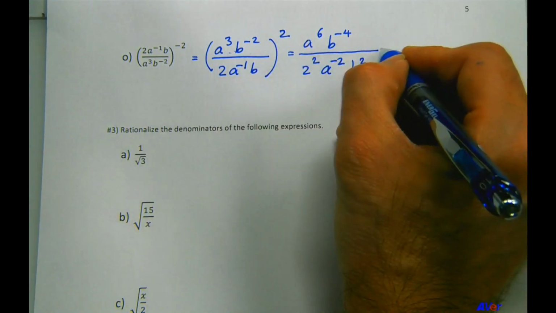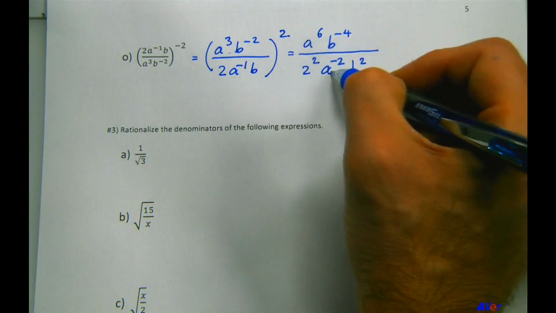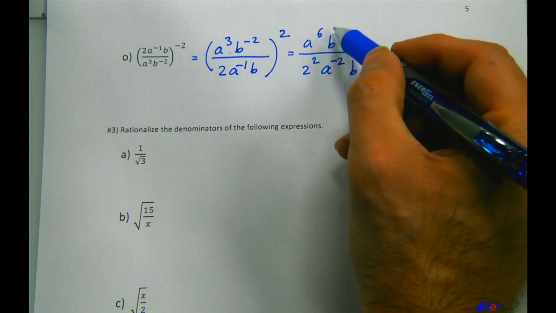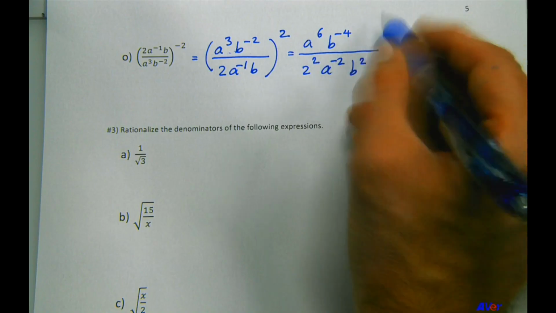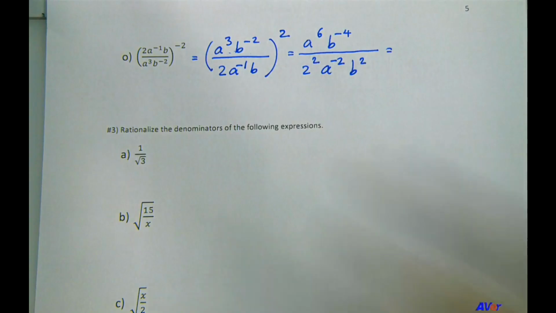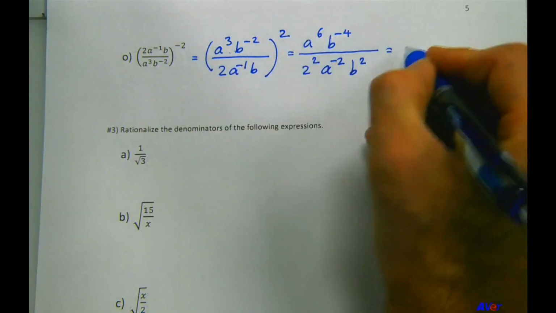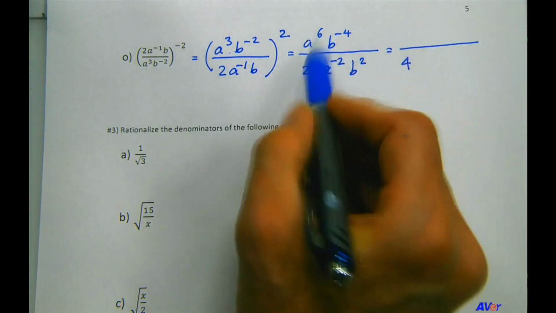Okay, so now look at this. We have a in the numerator and denominator. We need to combine those, and we need to combine them in the direction in which it is going to give us a positive power. Okay, so 2 squared is the only constant we have, and it has a positive power. So we're going to leave that in the denominator. So 4 is here in the denominator.